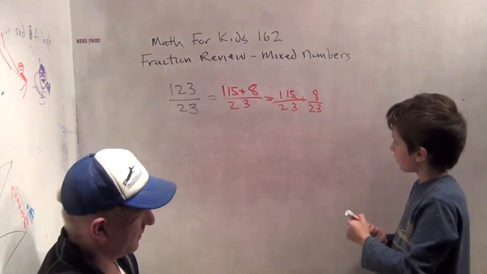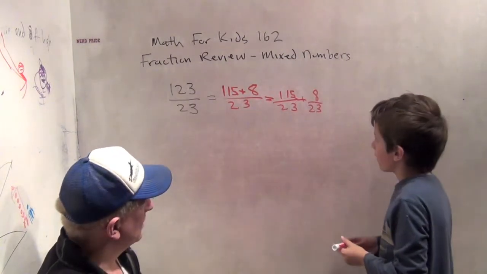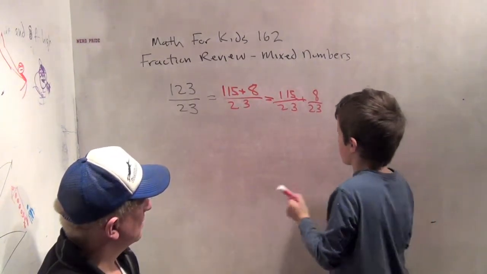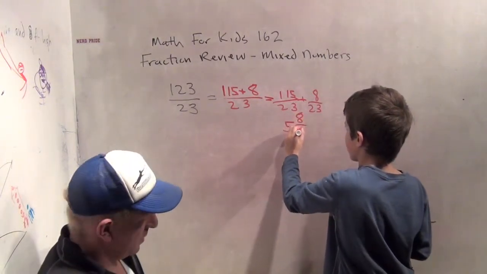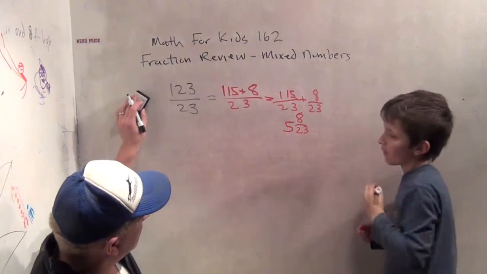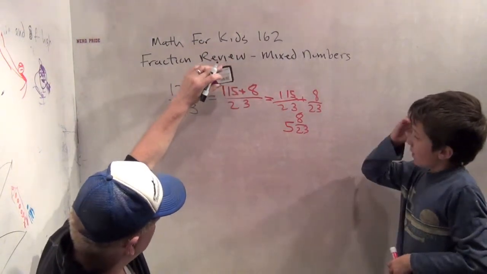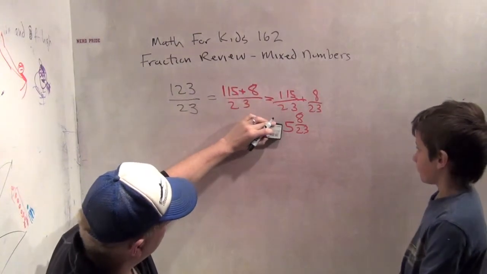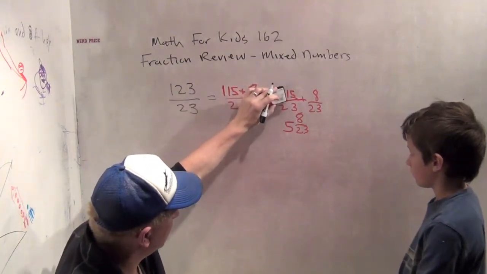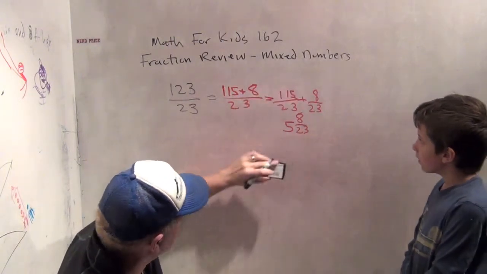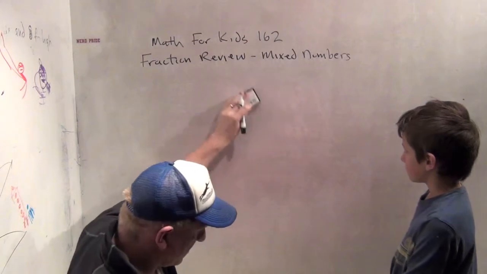Okay, and what is that? 115 23rds I just said was 5. So 5 and 8 23rds. Okay, great. So 115 over 23 is 5, plus 8 23rds. Good job with that.